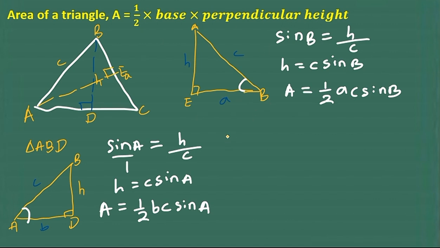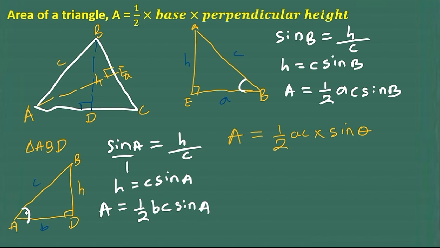Observation: in general, the area of a triangle is given by the expression 1/2 times the product of the two sides of the triangle times the sine of the included angle. So let's call the included angle theta.